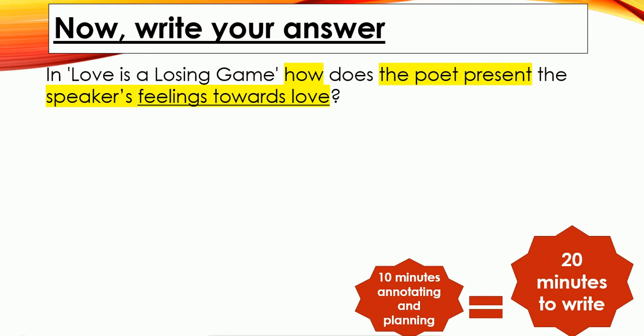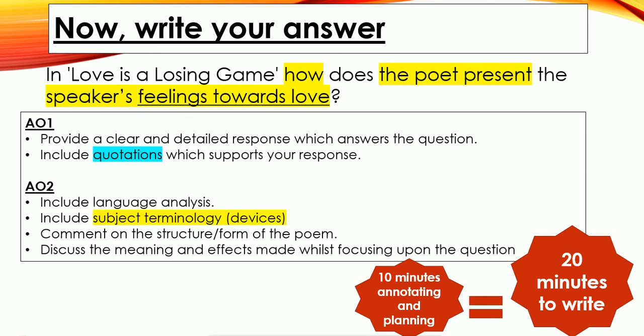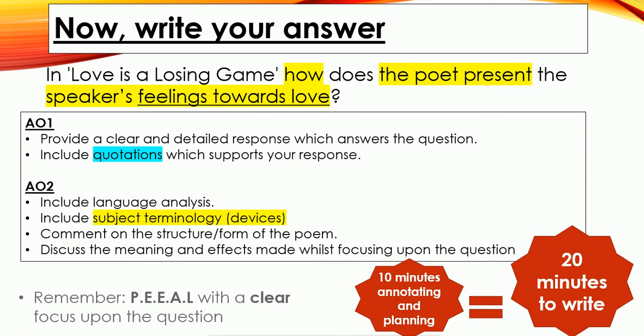Okay, now you've completed your planning, you're ready to answer the question. As you've used 10 minutes annotating and planning, you've got 20 minutes remaining to write your 3 PEEL paragraphs. Now, remember again the key bits of the assessment objectives that you are looking for. And remember to make sure that you are focusing at all times on the question. After each paragraph, check the question again and make sure you're remaining focused. You've now got 20 minutes to complete your answer.